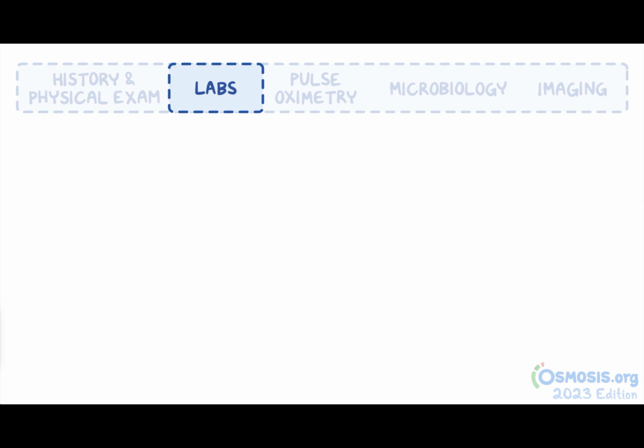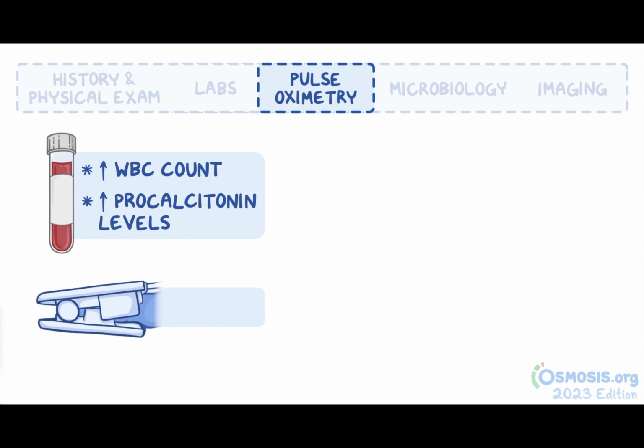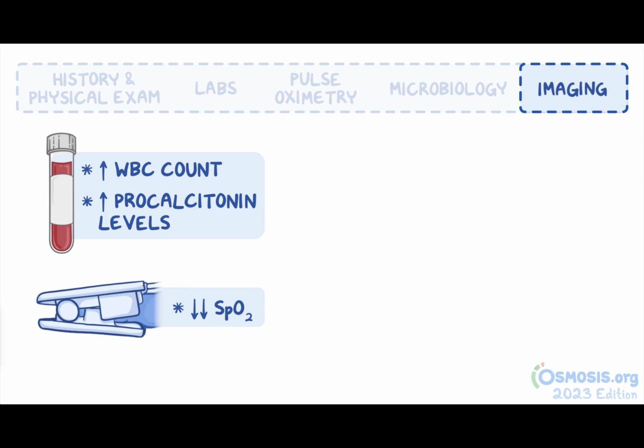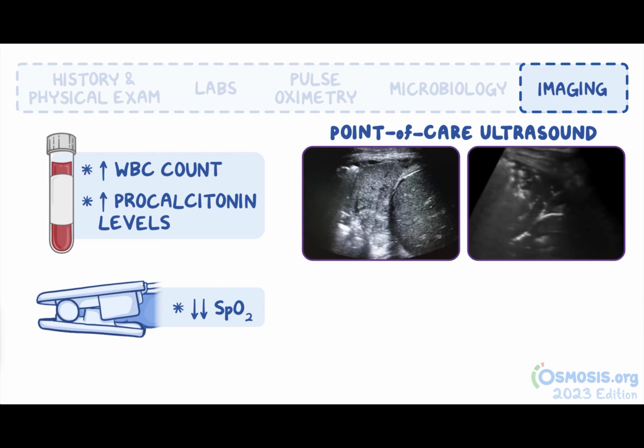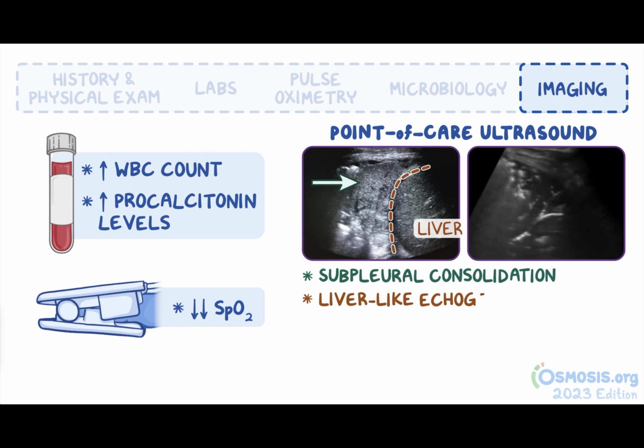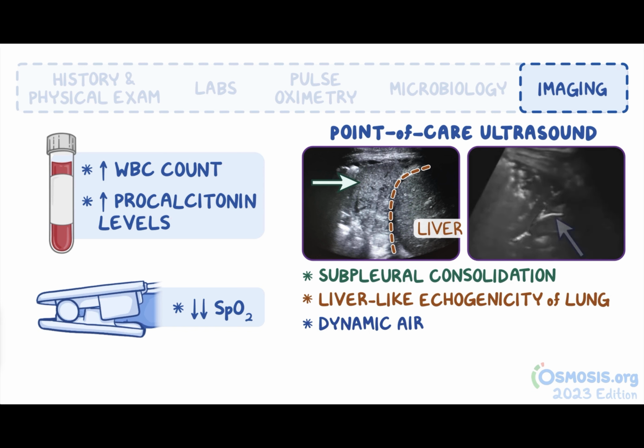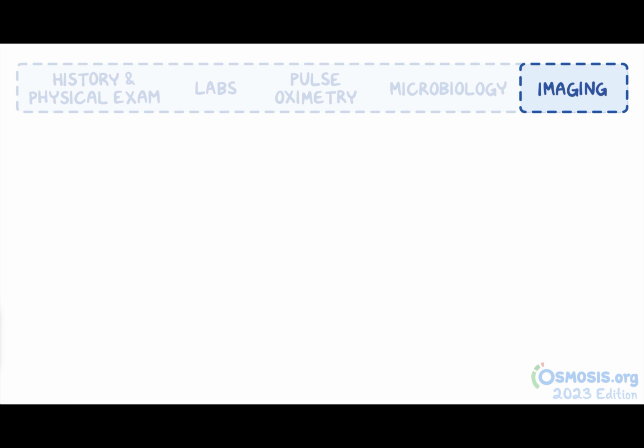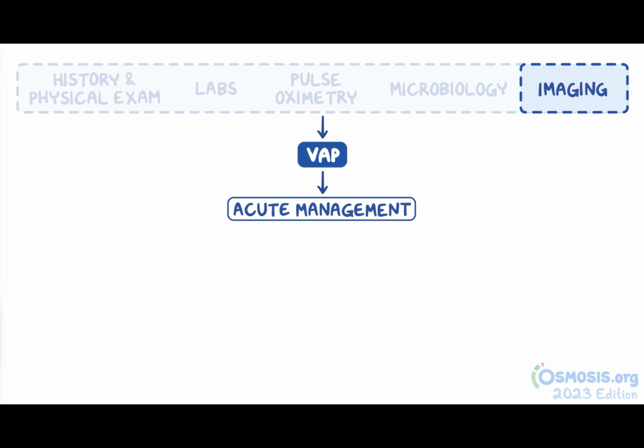Similar to HAP, labs usually show elevated white blood cells and procalcitonin, while oxygen saturation might be low. However, unlike HAP, the imaging of choice for VAP is a point-of-care lung ultrasound because it's ideal for patients who can't be easily transported. Common findings include subpleural consolidation, liver-like echogenicity of the lung, and dynamic air bronchograms. Okay, if a patient presents with these findings, you can diagnose VAP and you should start acute management immediately.